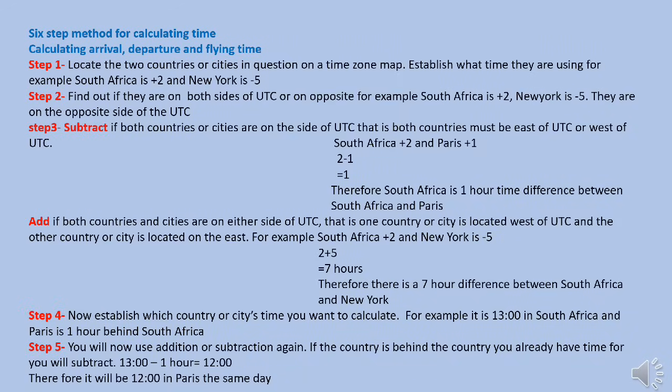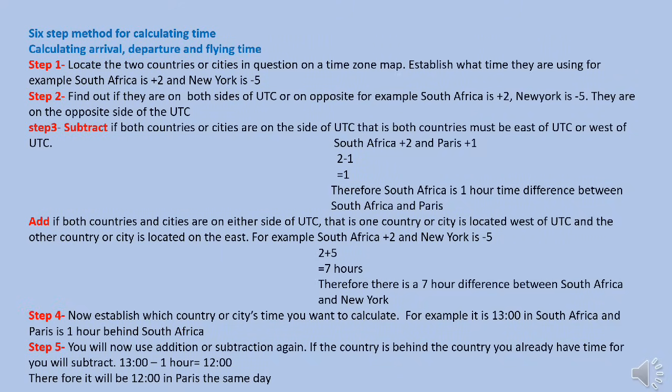We use a 6-step method for calculating time. So we use this to calculate arrival time, departure time, and flying time. Step 1, locate the 2 countries or cities in question on a time zone map. Establish what time they are using. For example, South Africa is +2 and New York is -5.